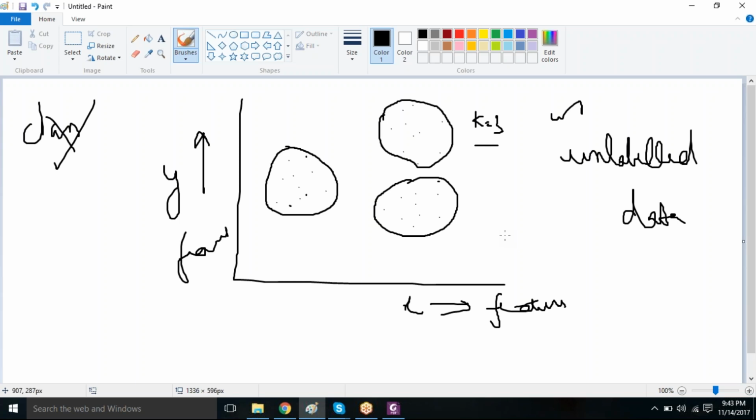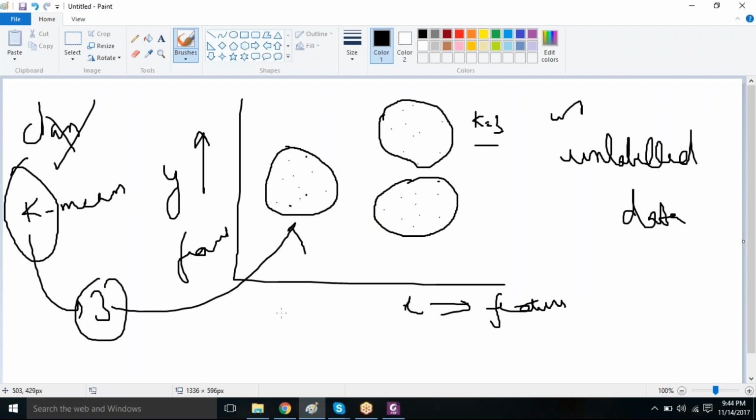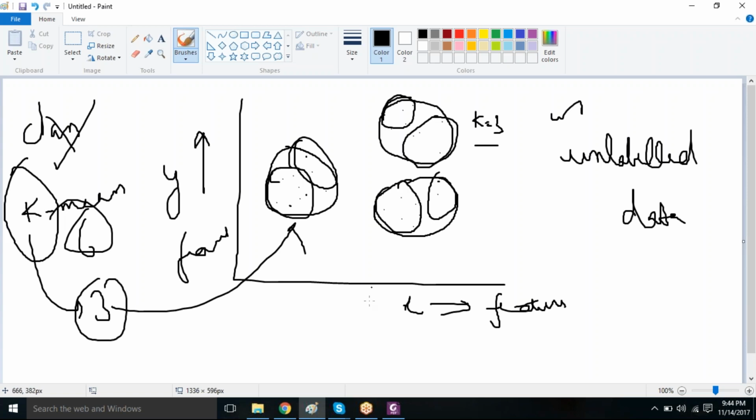And as the name suggests, K-means, you have to provide the k. So here I have provided k equal to 3. Suppose I would have given k equal to 6, then maybe it could have found 6 clusters, something like this, in groups.